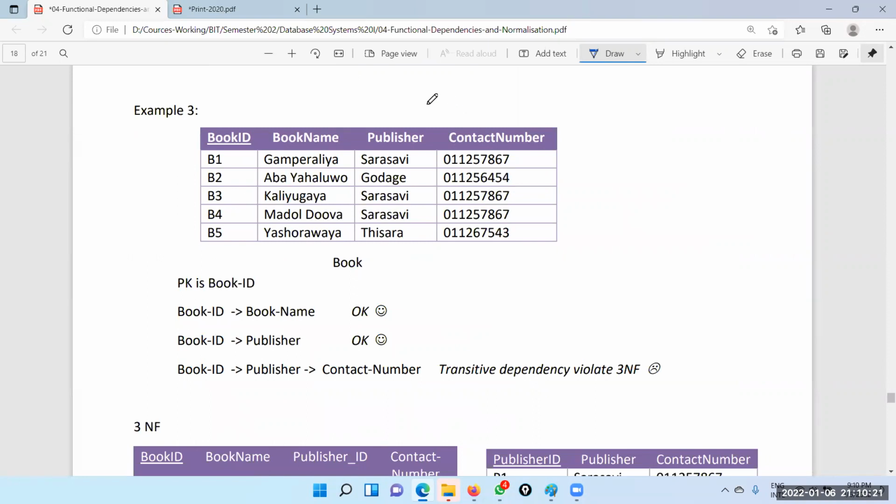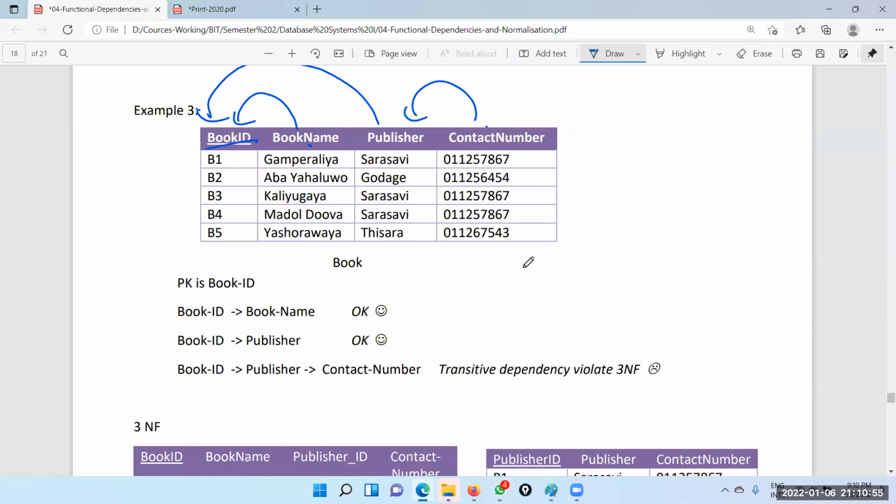Right. So this is another example. So many examples I have given. So we have a book table: book ID, that is your primary key, then the book name, publisher, contact number. Now, obviously, book name depends on the book ID. Publisher depends on the book ID, but contact number is the contact number of the publisher. It's not the contact number of the book. Therefore, there's a transitive dependency.